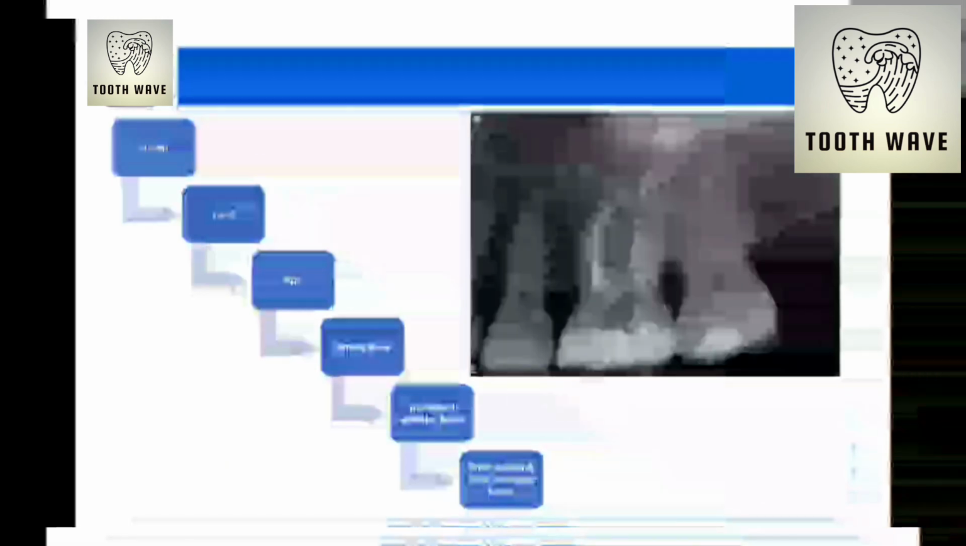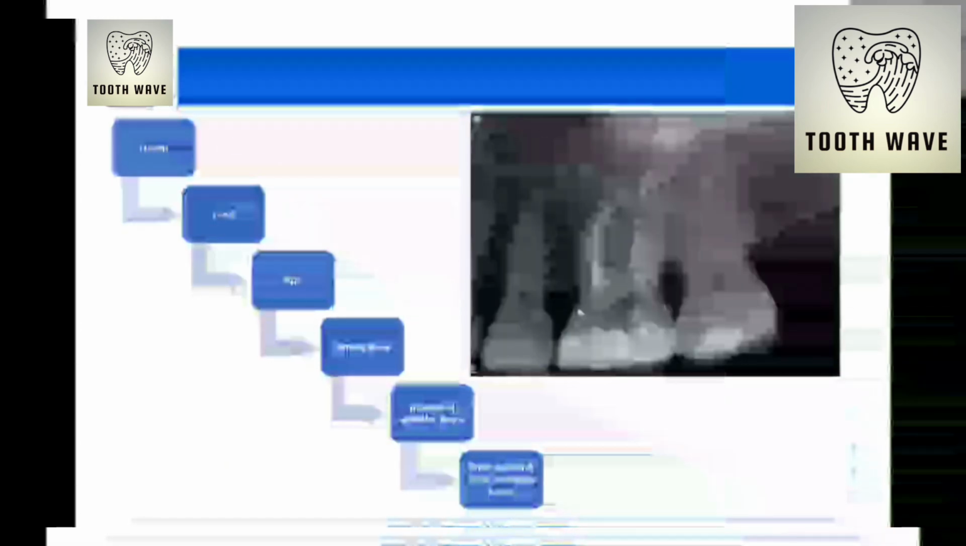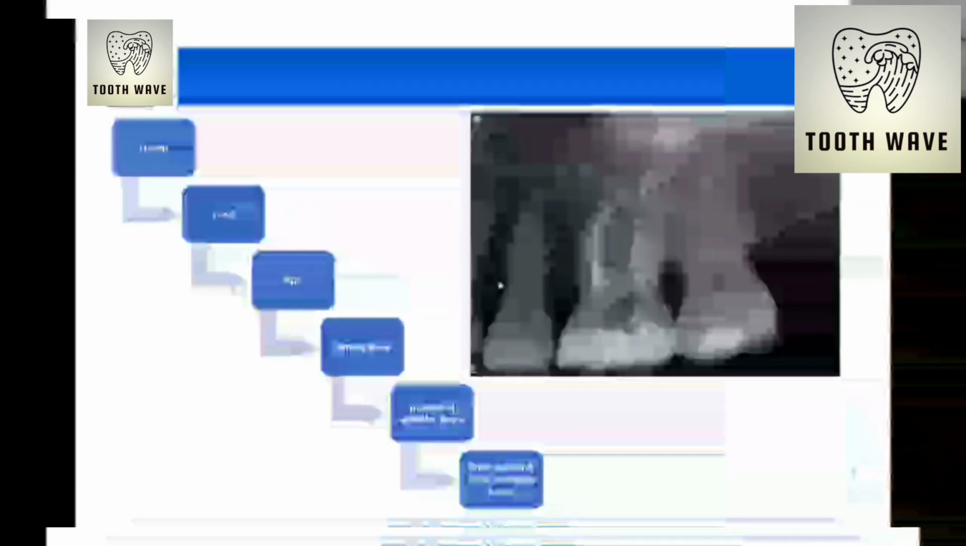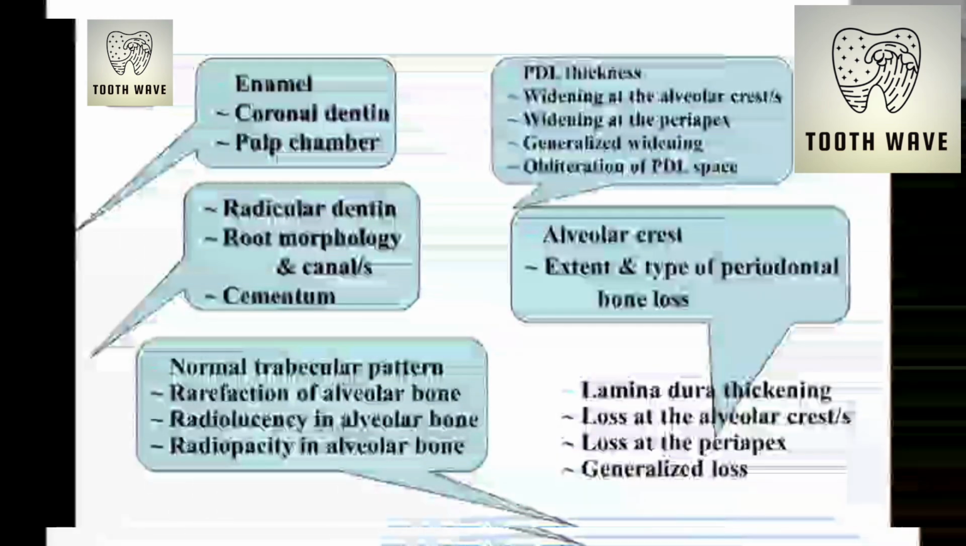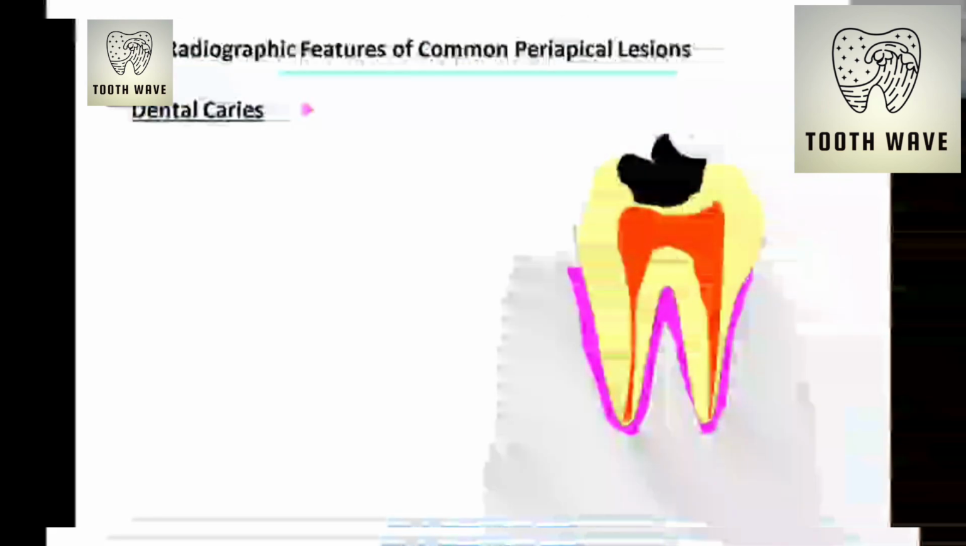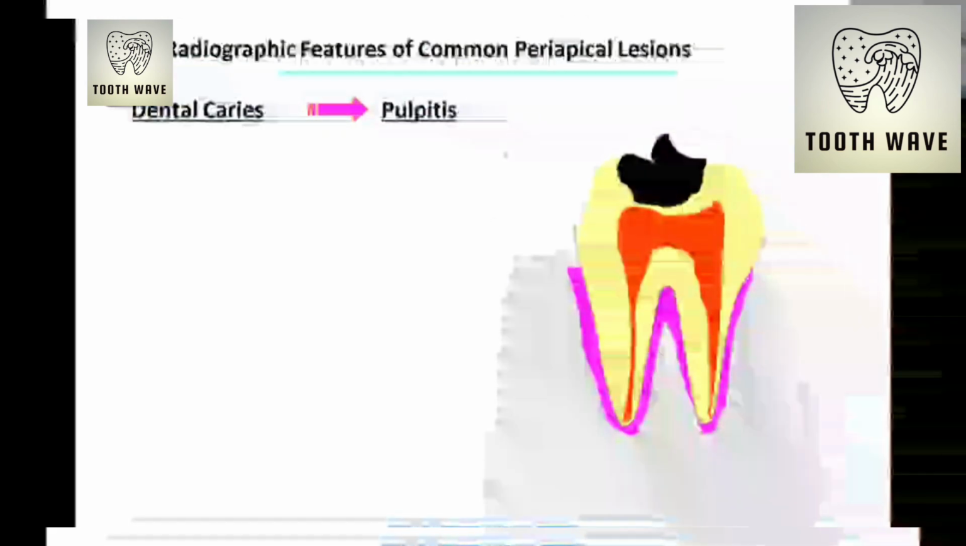Then you go to the crest of the alveolar bone. Now this is called the crest. Normally it is around only 1.5 mm from the CEJ, and here you can see a well corticated appearance. This is normal, and here you can appreciate that there is a horizontal loss of it. So you have to write whether there is a horizontal loss or a vertical defect. Now, coming to the radiograph, we'll see how dental caries progresses.